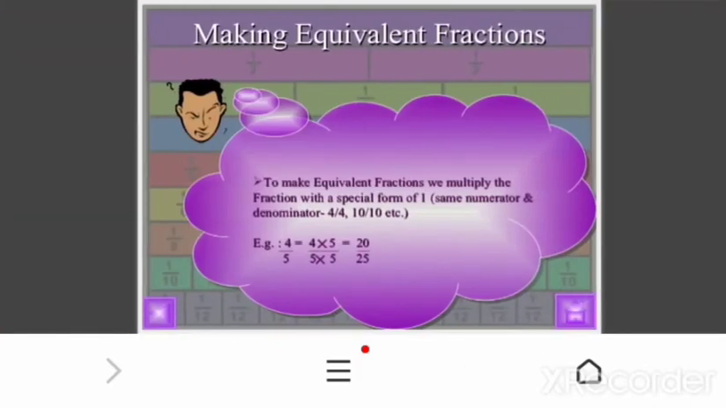Now making equivalent fractions, children, try to understand. To make an equivalent fraction, we multiply the fraction with a special form of 1, that is same numerator and denominator, like 4 upon 4, 10 upon 10, etc. Like for example, look on the screen, 4 upon 5. If you want to make this fraction an equivalent fraction, multiply the numerator and the denominator by the same number, that is 5, and we get 20 upon 25, which is an equivalent fraction of 4 upon 5.